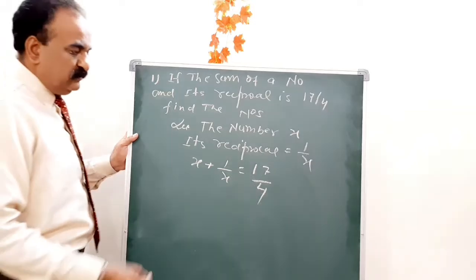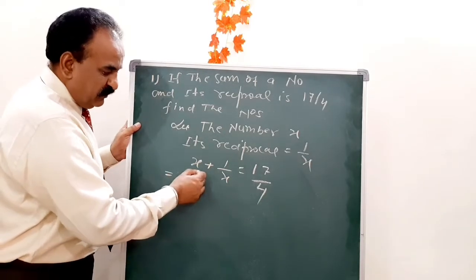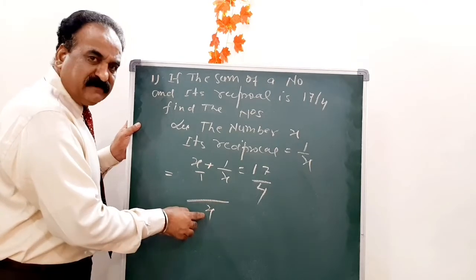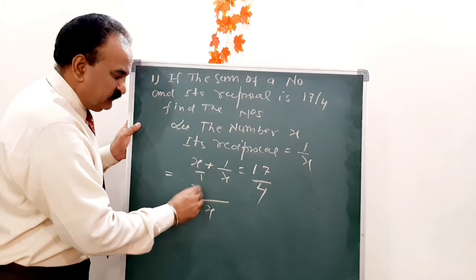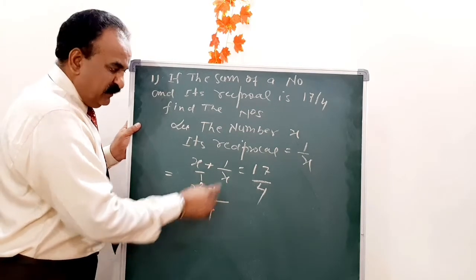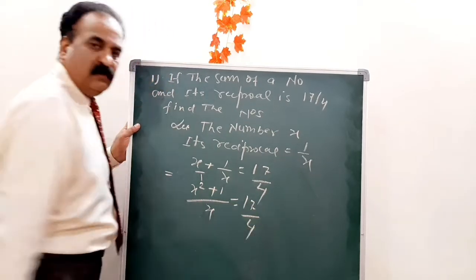Now let us see how to solve the question. First you take the LCM upon 1. Here you will write x. 1 divide x, you will get x. x into x, x square, plus x divide x, 1. 1 into 1, 1 is equal to 17 by 4.